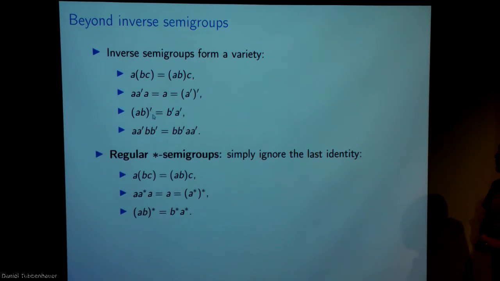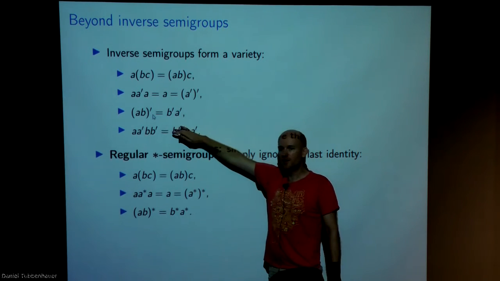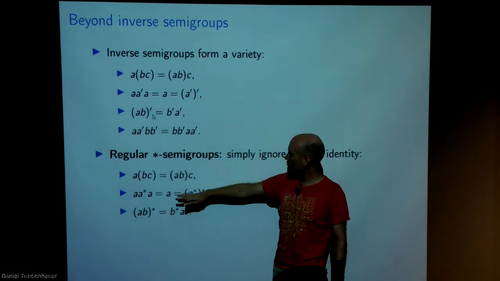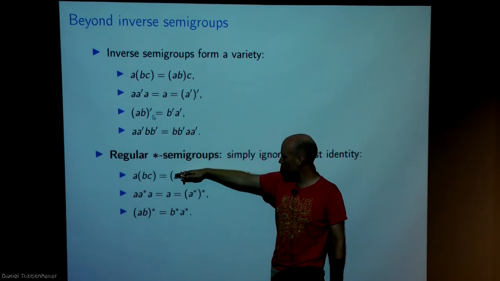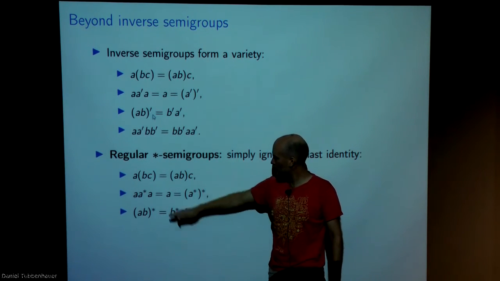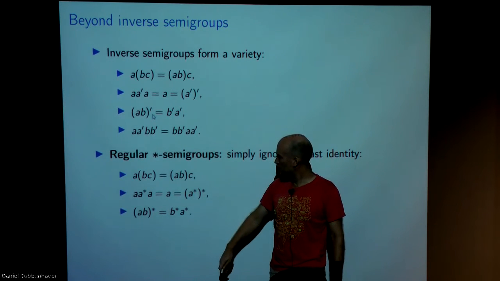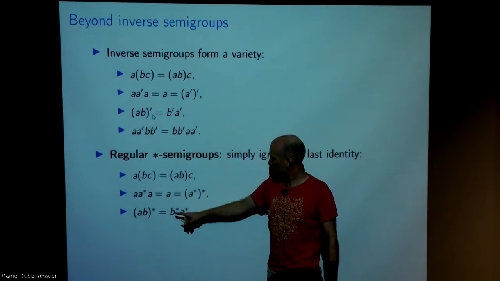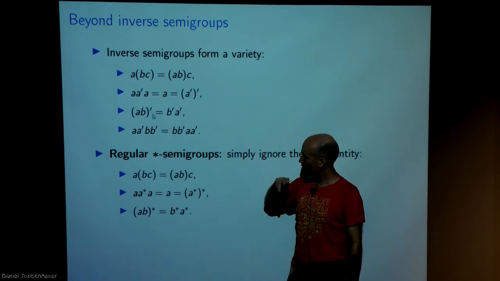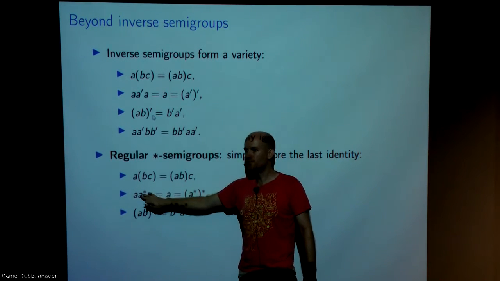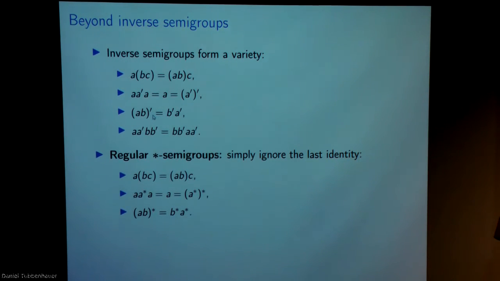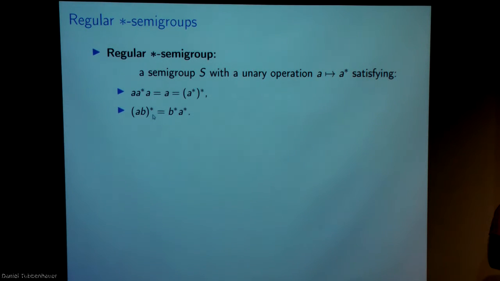Okay, what's a regular star semigroup? Well, you just cross out this last identity. So that's the easiest way to say what a regular star semigroup is. It's a semigroup with an associative binary operation, and it's got a unary operation, which now we're going to call star because it's star semigroups, satisfying things. So if we call this first one, basically star is an involution. And A star is an inverse of A. So it's kind of like a semigroup with a special kind of involution. You're actually picking an inverse.